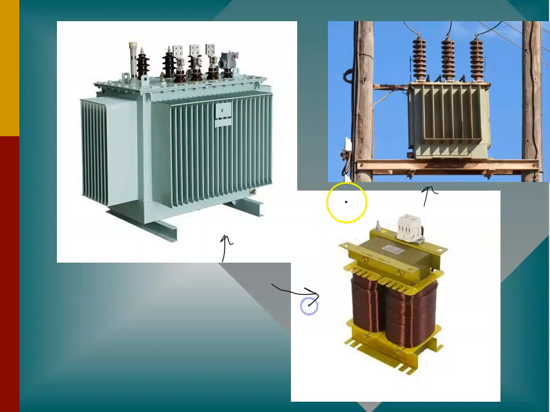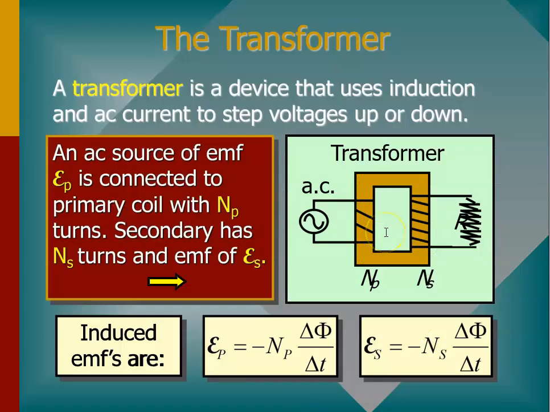As you can see over here, the transformer was actually built of two winding coils, this is the first one and this is the second one. So this is actually a transformer. So what is a transformer? A transformer is a device that uses inductance and AC current to step voltage up or down. Okay, as I said earlier.